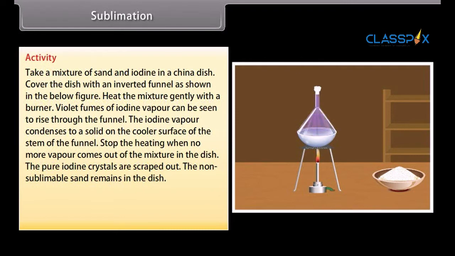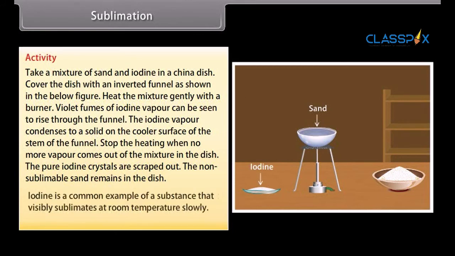The iodine vapor condenses to a solid on the cooler surface of the stem of the funnel. Now stop the heating when no more vapor comes out of the mixture in the dish. The pure iodine crystals are scraped out. The non-sublimable sand remains in the dish. Iodine is a common example of a substance that visibly sublimates slowly at room temperature.